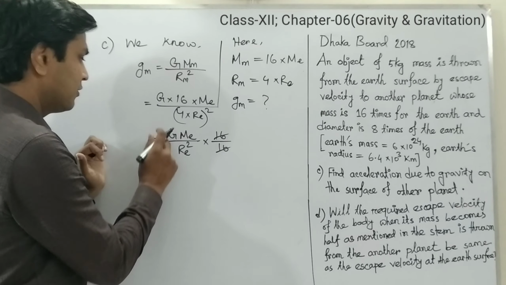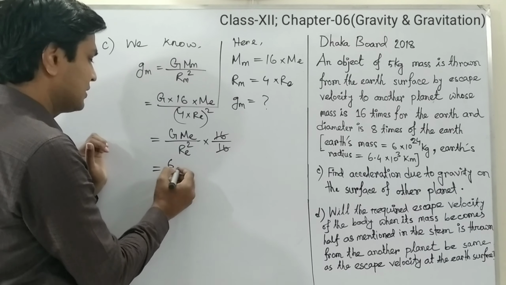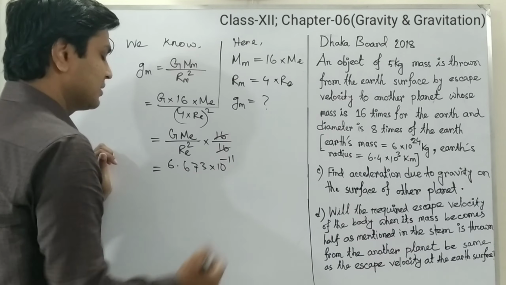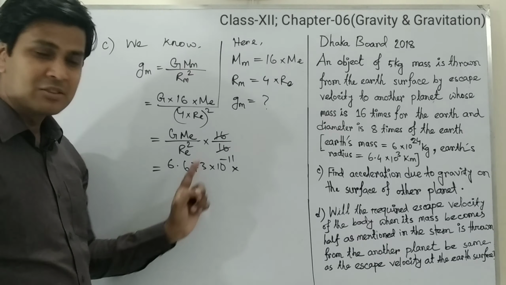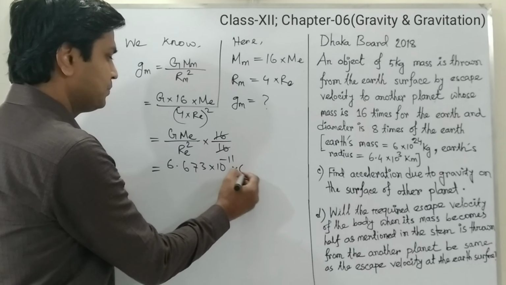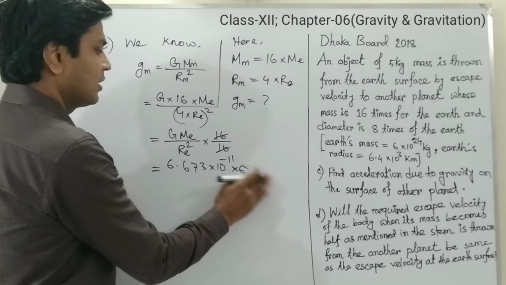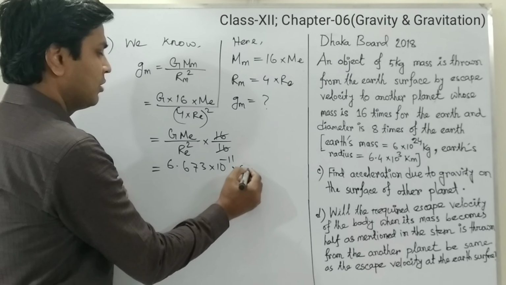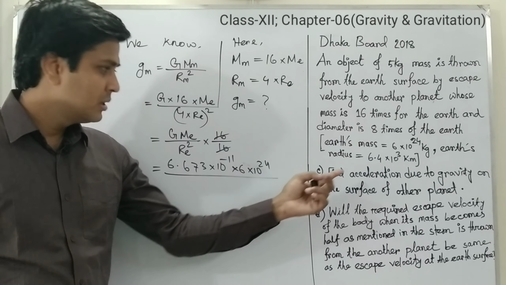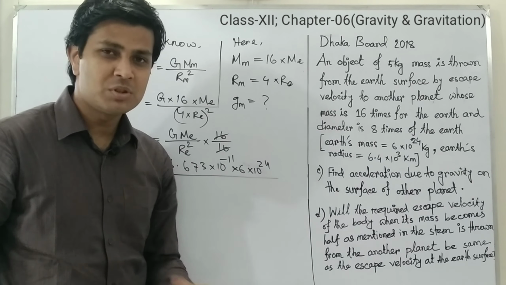So here only G Me divided by Re square remains. If you put in the value of G, which has a fixed value, that is 6.673 into 10 to the power minus 11, and the mass of the Earth is given here as 6 into 10 to the power 24 kg, divided by the radius of the Earth, given here as 6.4 into 10 to the power 3 kilometer unit.